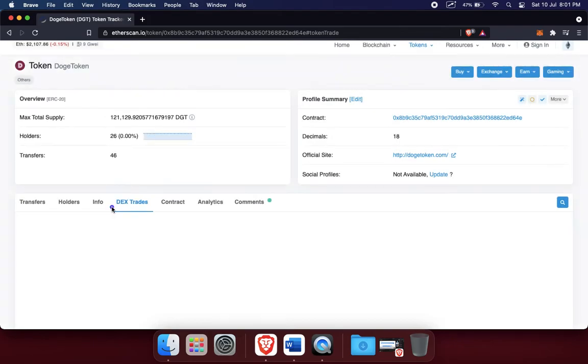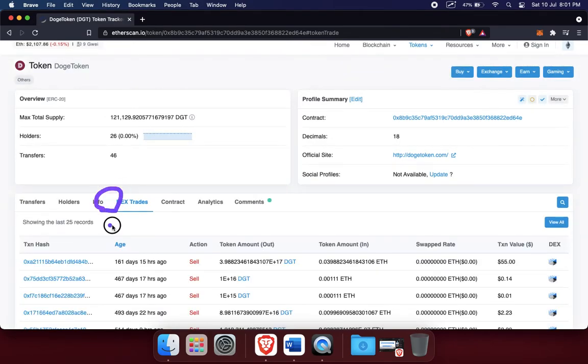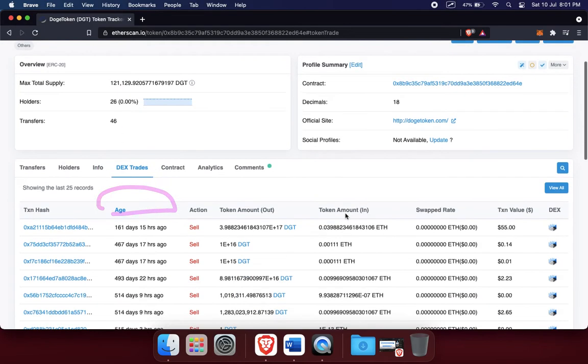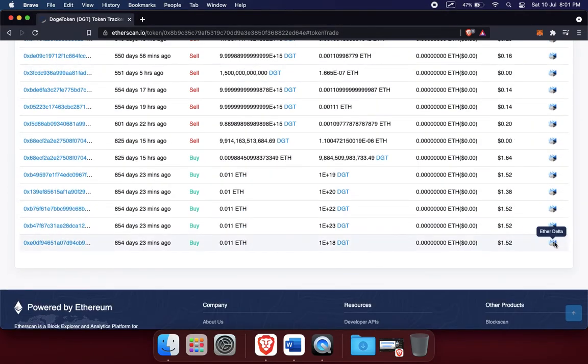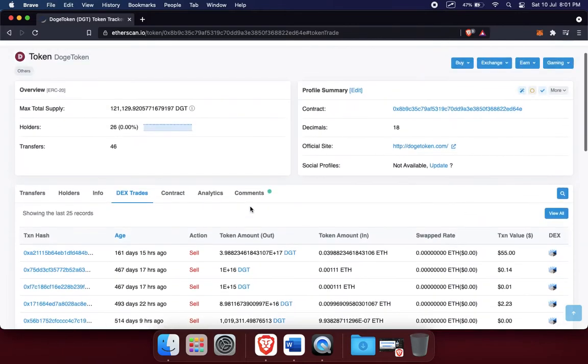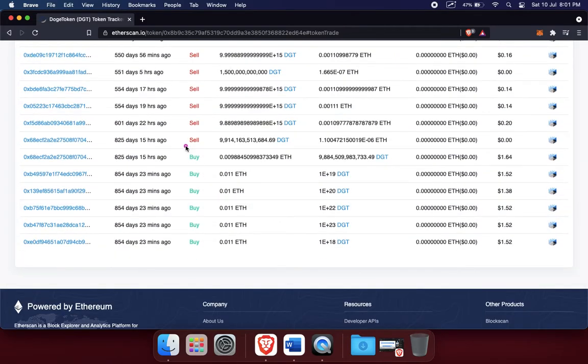DEX trades. So notice there's no exchange, right? There's no exchanges here. Why are there no exchanges? Because obviously, no exchange is going to list a stupid token, right? So the exchanges are trying to protect people. But as I said earlier, decentralized exchanges, it's a free market for all. It's listed on Ether Delta. I've not used this exchange before. Uniswap is a common one. Ether Delta. You can see a few buys, and then after that it's just sell.